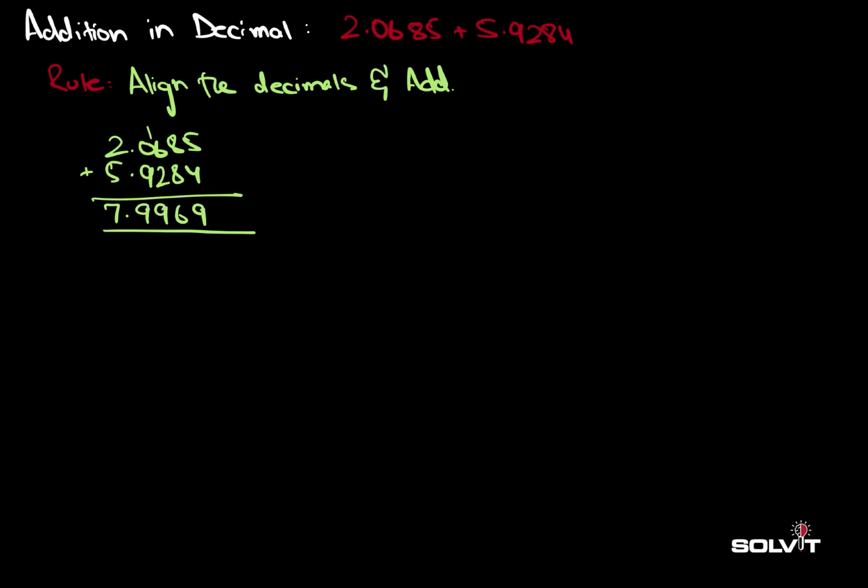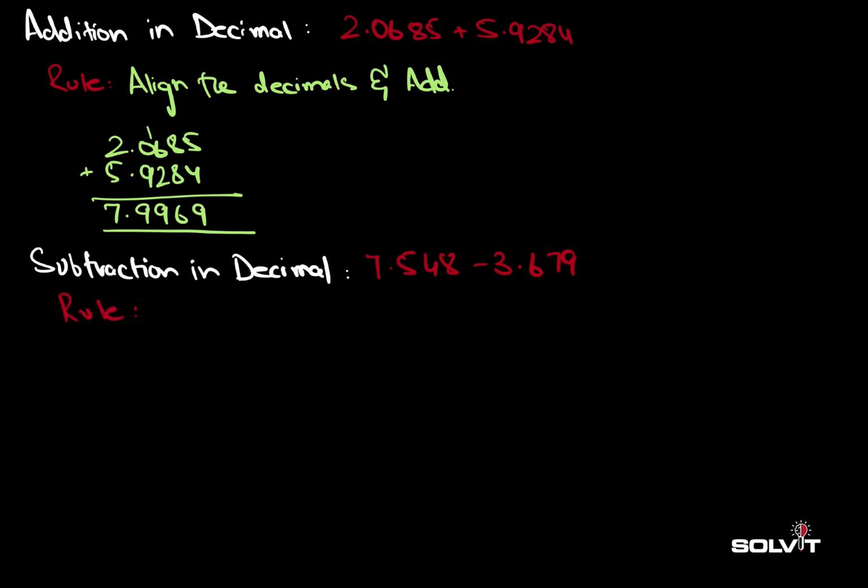All right, now let's move on with subtraction in decimals. So subtraction in decimals is basically, let's look at an example, 7.548 minus 3.679. So again, the rule is to align the decimals.